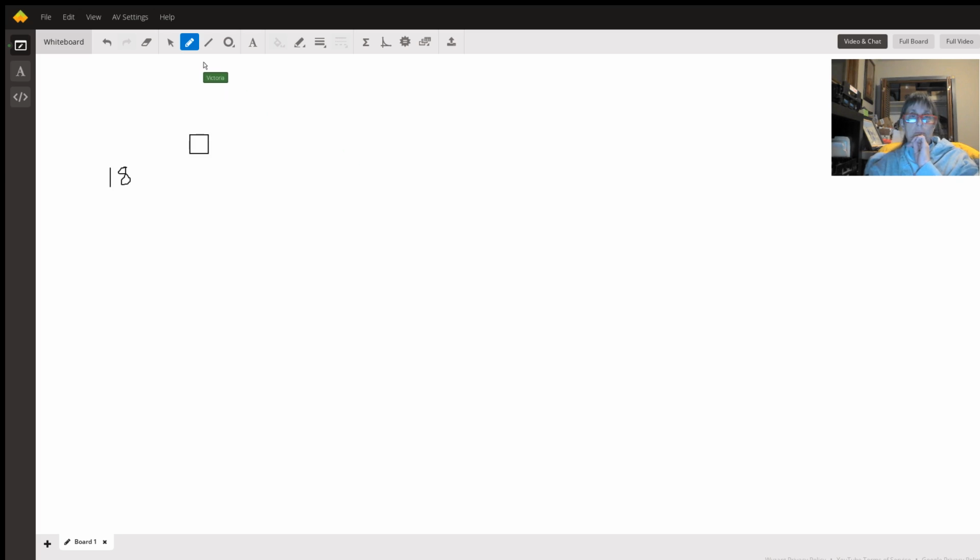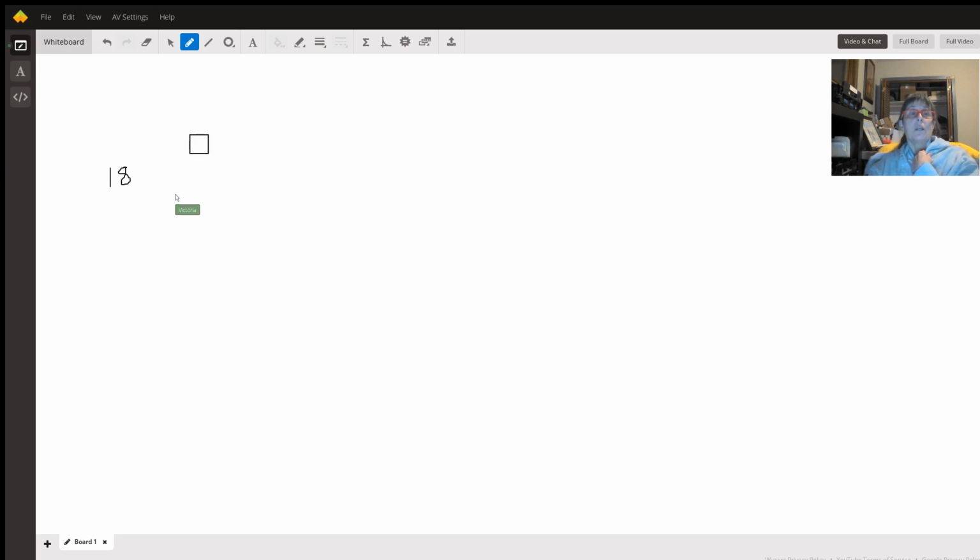That's not what I want. I need to choose this. There we go. I want to fill this with white. And I want the edges to be white. Nope, didn't work. Anyway, this is the dimension that's 18.